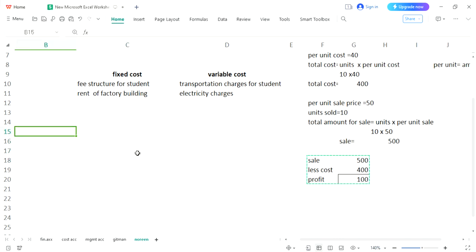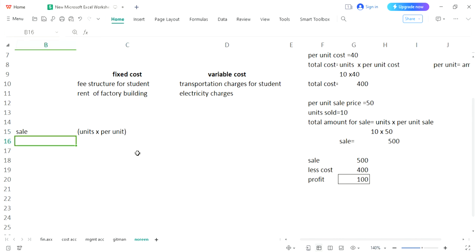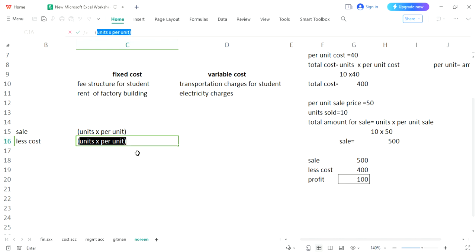Here I am taking the first element, which is sales. How did you calculate it? You will say we multiplied units with per unit price, and then you calculated your cost. You subtracted that cost, and how did you calculate that cost? Units multiplied by per unit, the same thing, and you got the profit.